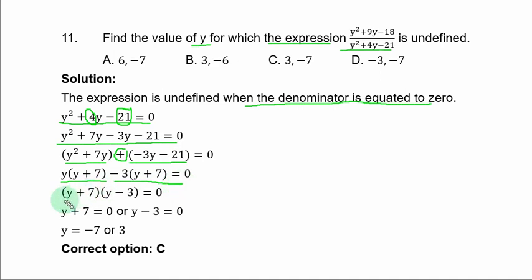Clearly, y plus 7 is common. If you factor it out, you have y and minus 3 remaining that will form the other group, equal to 0. You equate each group to 0, so you have y plus 7 equal to 0 or y minus 3 equal to 0. If you transfer the constant terms respectively, you have y equal to minus 7 or 3. C is the correct option.